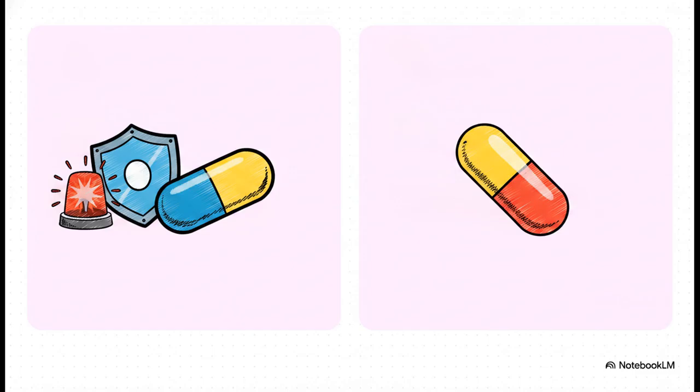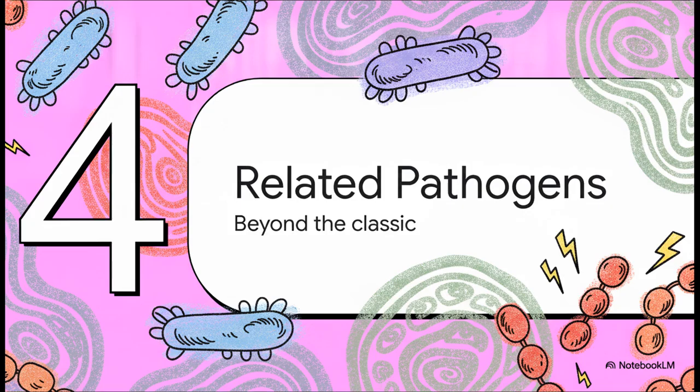You absolutely have to give an urgent antitoxin to neutralize the poison in their system, and you pair that with a 14-day course of erythromycin to wipe out the bacteria that's pumping it out. Section 4, dangerous related diphtheroid pathogens. We're venturing beyond the classic presentation.